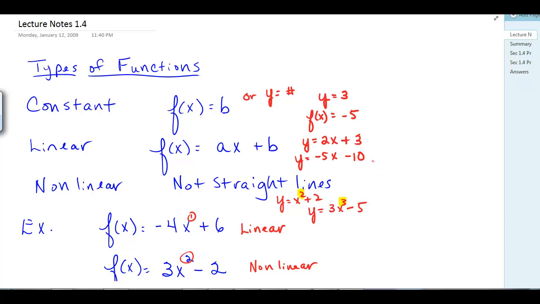Those are examples. Nonlinear are things that are not straight lines at this point. And you want to think about that they would have an exponent on x that's larger than 1. So x squared plus 2, 3x cubed minus 5, those would be some examples of that.